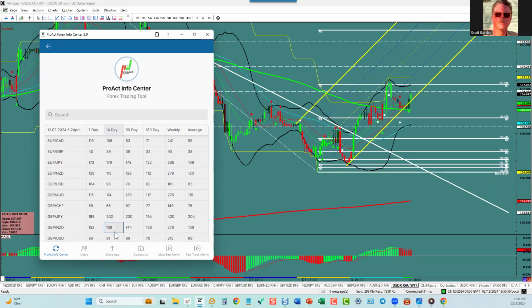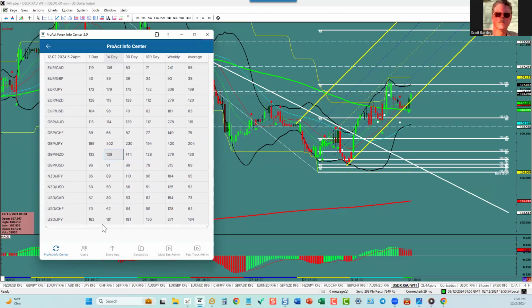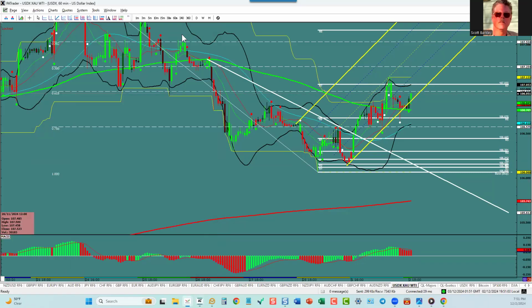Pound New Zealand's 138 pips right there. And anything else big like that? Oh, dollar yen is 161. That's plenty of opportunities. We've got one, two, six of them, right? So now our job is to eliminate which one of those six currencies that have big ATRs can get the target. We've got to eliminate those that don't have the room.